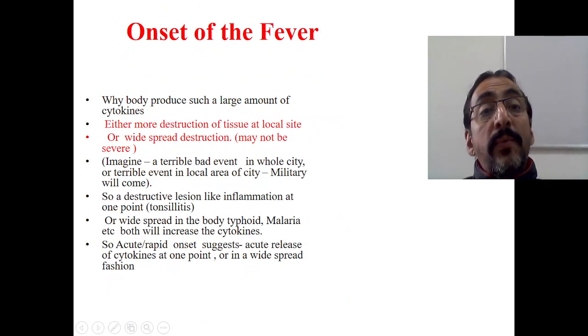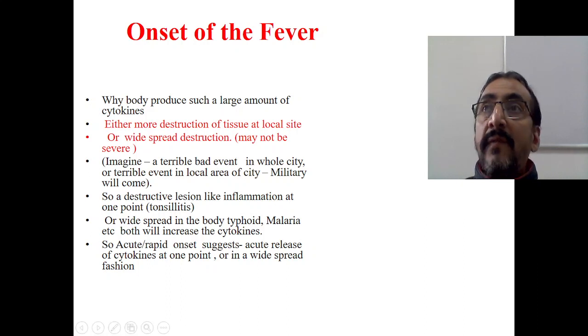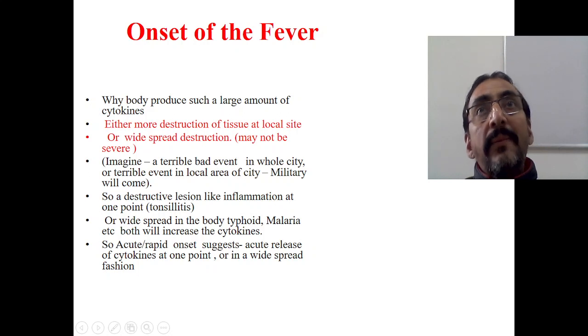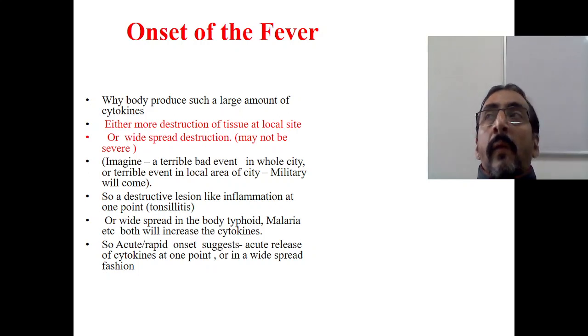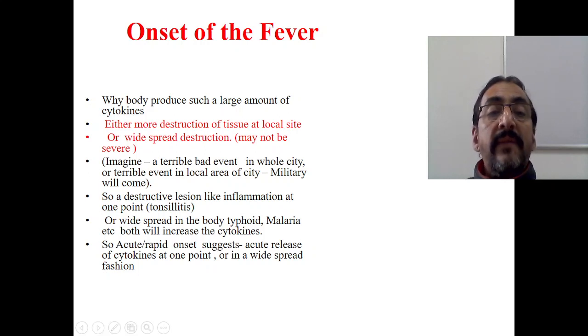Now, why does the body produce such a large amount of cytokines? Next question. In high fever or acute fever, there is production of more and more cytokines. Why does the body produce such a large amount of cytokines? There are two possibilities. Either there is more destruction of the tissues at the local site, or there is widespread destruction.